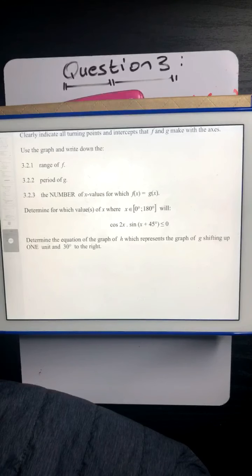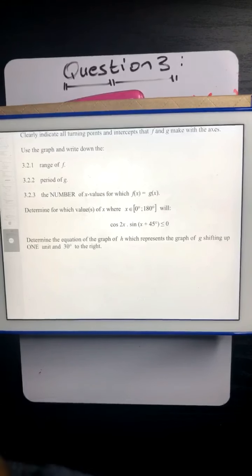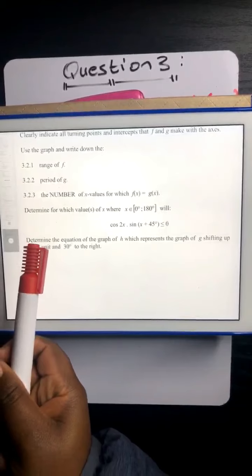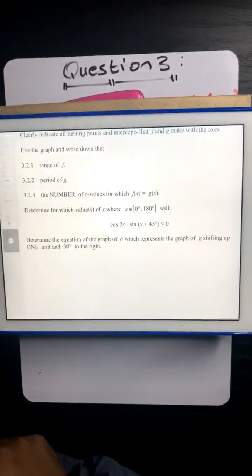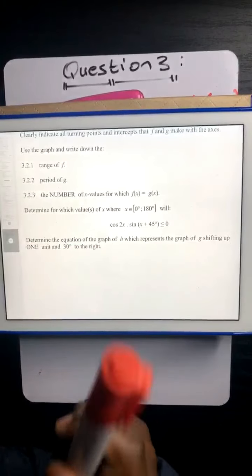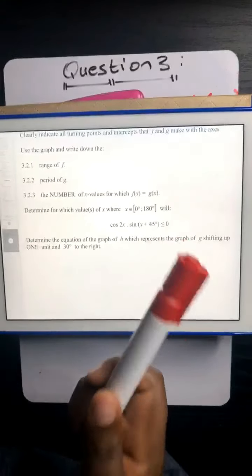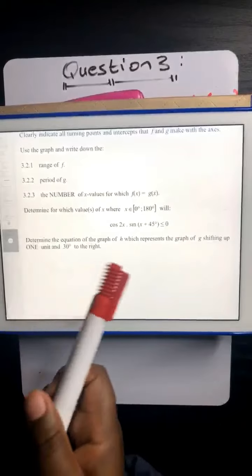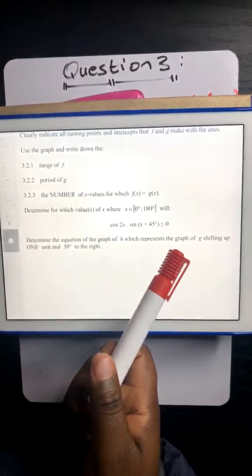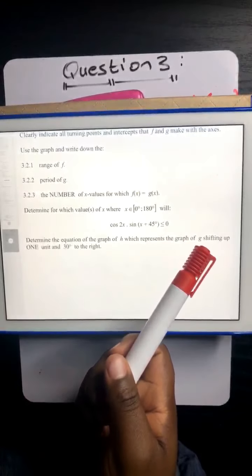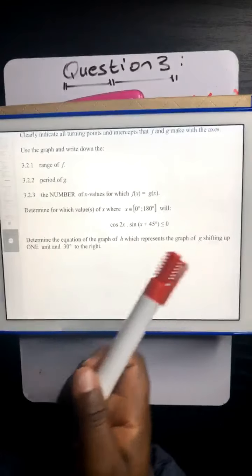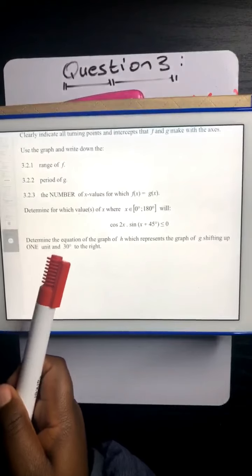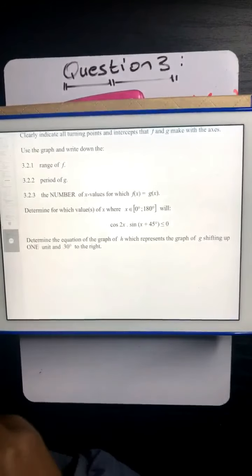Determine the equation of the graph of H. Okay, so now they want you to find the equation of the graph of H. Very, very important. So that means you're going to have H of x is equal to... what is it going to be equal to? It is going to be equal to the graph of G, but G shifted up by 1 unit and 30 degrees to the right. I'm not sure. Anyone to give it a try, guys?